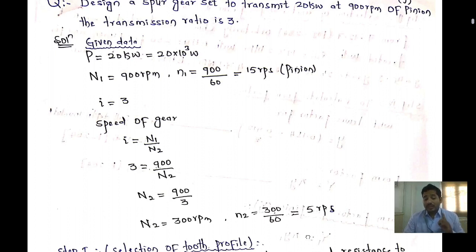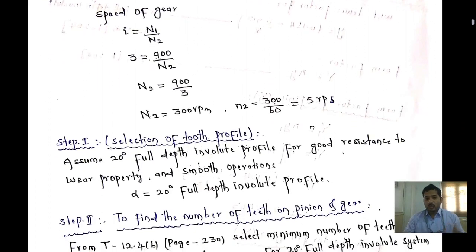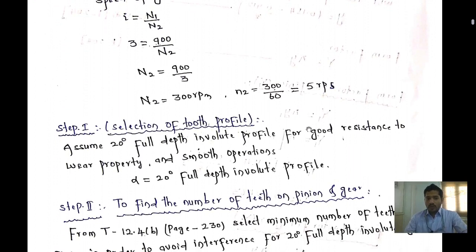After that, in step number 1, we need to select the tooth profile. First of all, we need to assume the full depth involute profile for good resistance as well as good wearing property. For that reason, we need to always consider 20 degree. How much do we need to consider here? We need to consider 20 degree. Is it right? So step number 1 is completed.